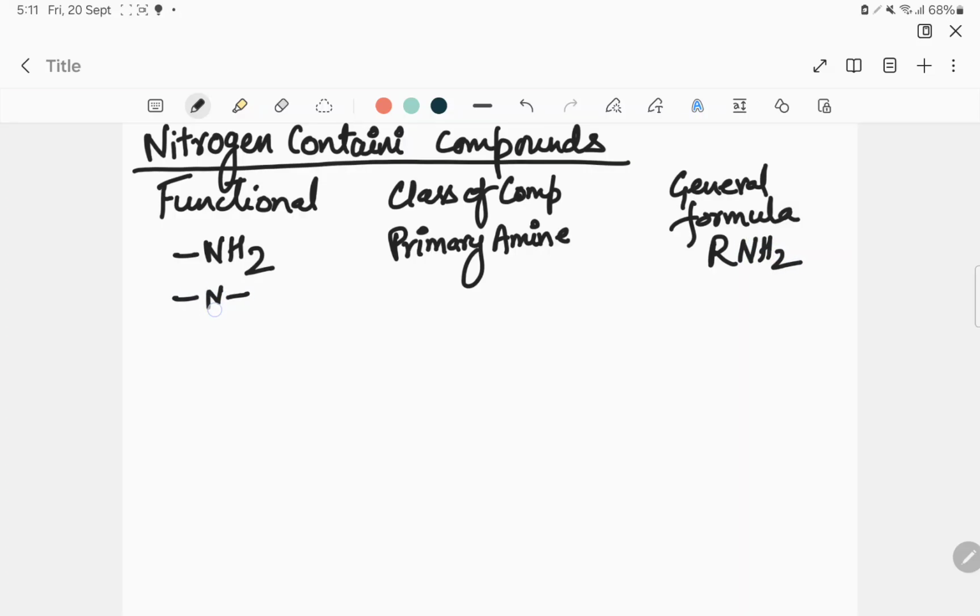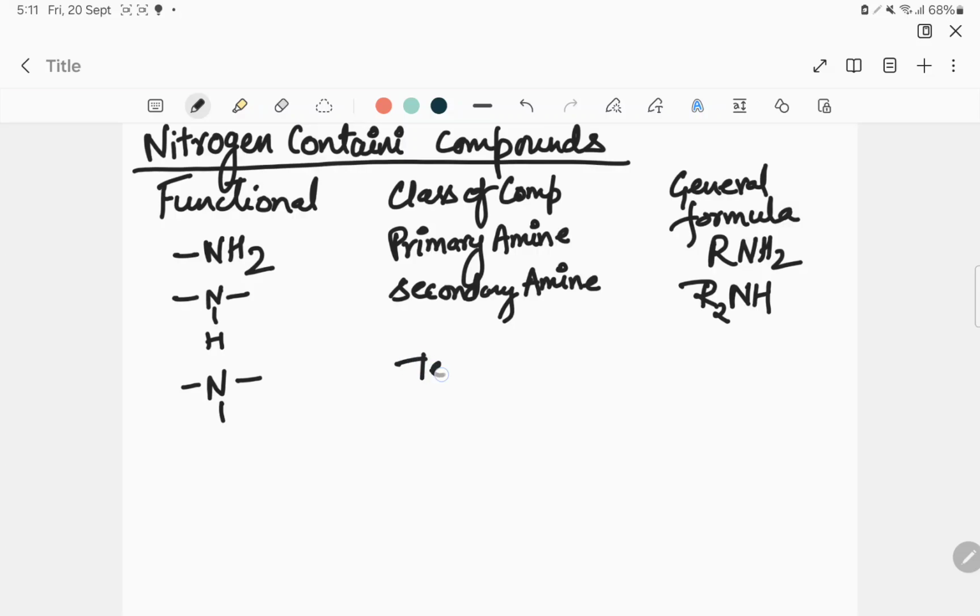Second is NH. The class of compound is secondary amine, and they have the general formula R2NH. Now here all three hydrogens are substituted by alkyl groups. These are known as tertiary amines, and they have the general formula R3N. So these are the formulas of primary, secondary, and tertiary amines.